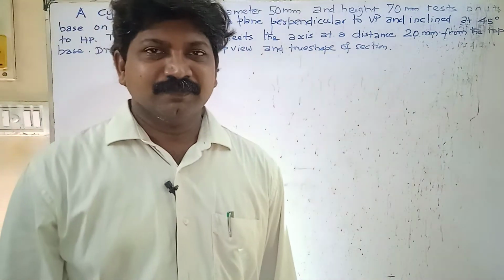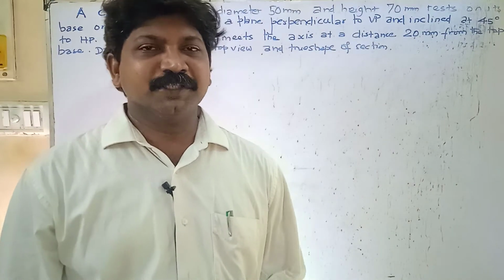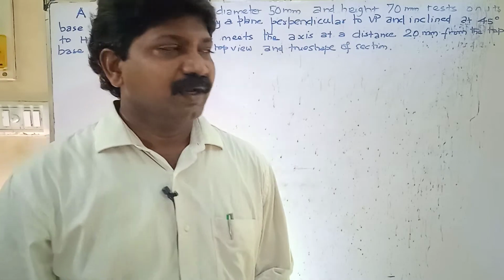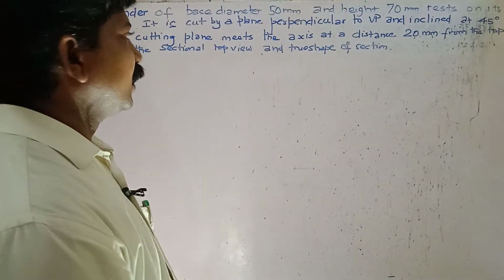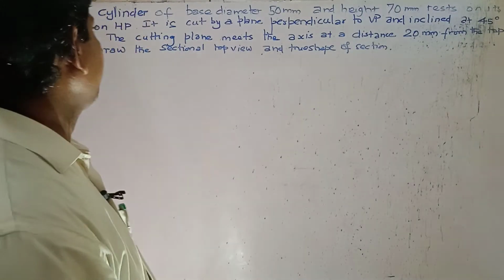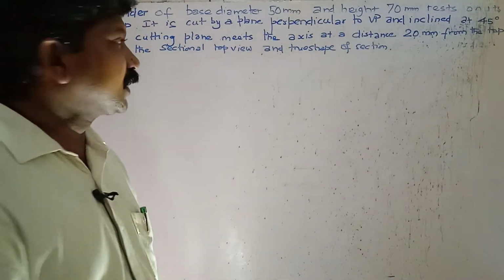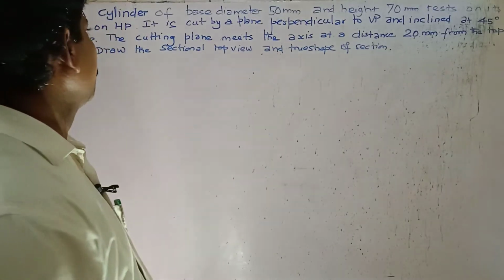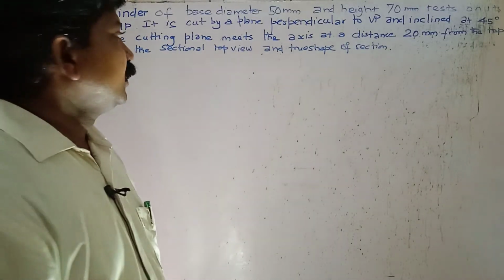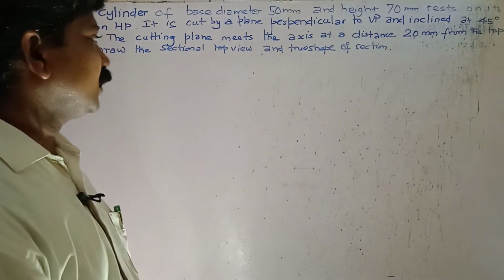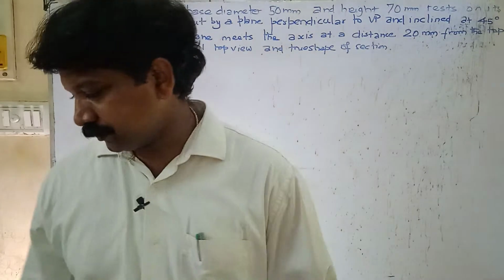In this class, we are going to discuss continuation of problems in section of solids. A cylinder of base diameter 50 mm and axis length 70 mm is resting on its base on HP. It is cut by a plane perpendicular to VP and inclined at 45 degrees to HP. The cutting plane meets the axis at a distance 20 mm from the top base. Draw the sectional top view and true shape of the section.